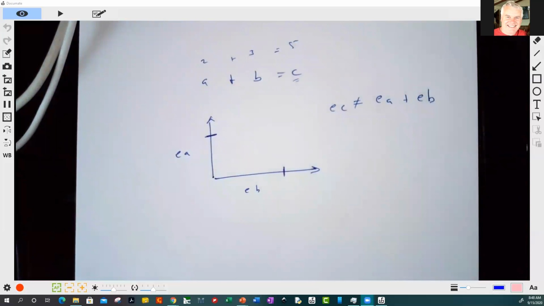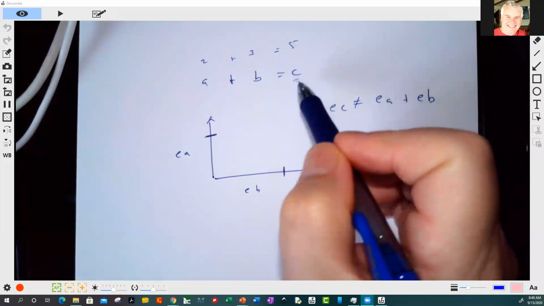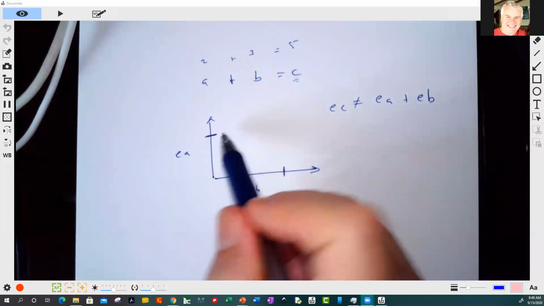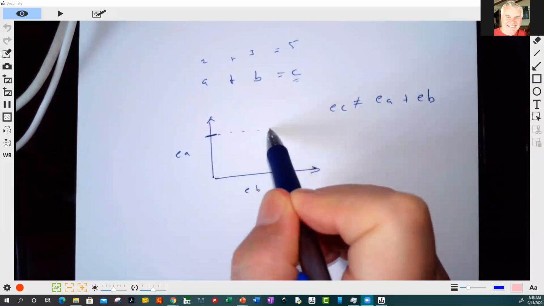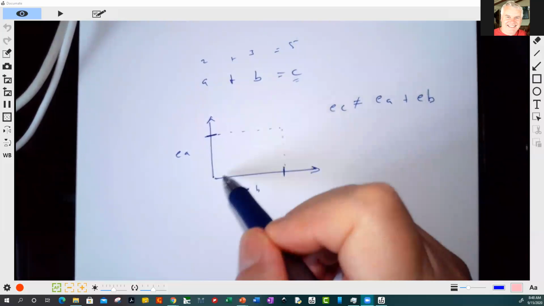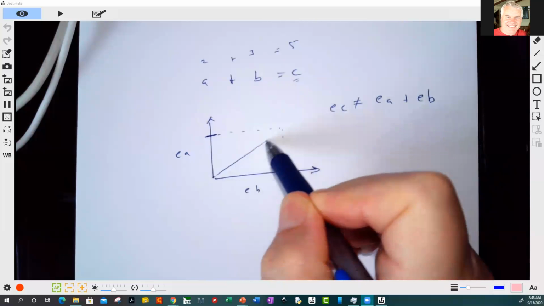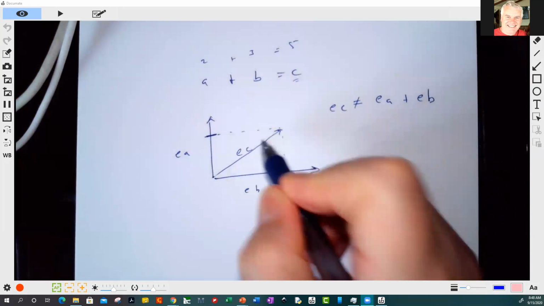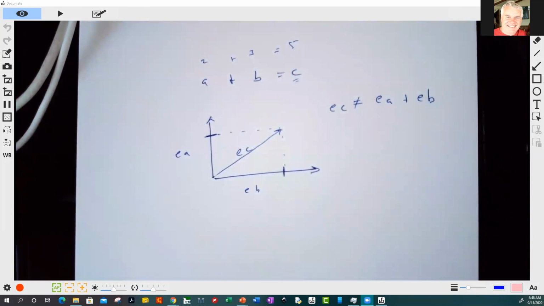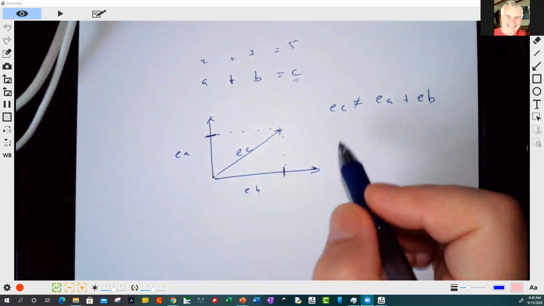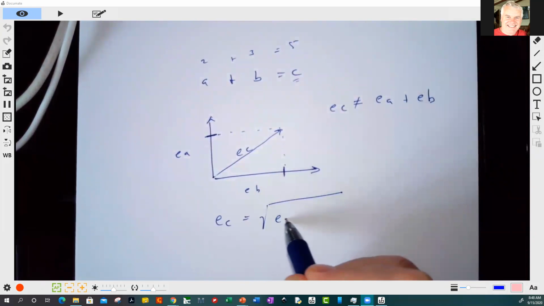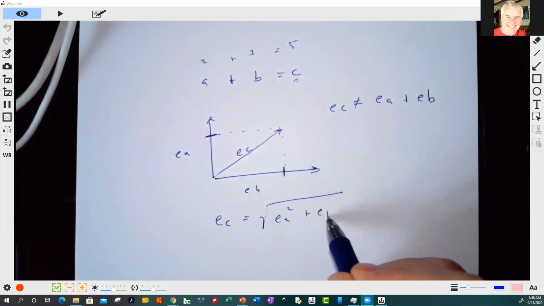So yes, in that instance, it'll be 0, but it won't always be 0, right? So one way to address this is to keep them orthogonal, but add them as vectors. So this will be E sub C. The magnitude of E sub C will equal the root sum square of E sub A squared plus E sub B squared.